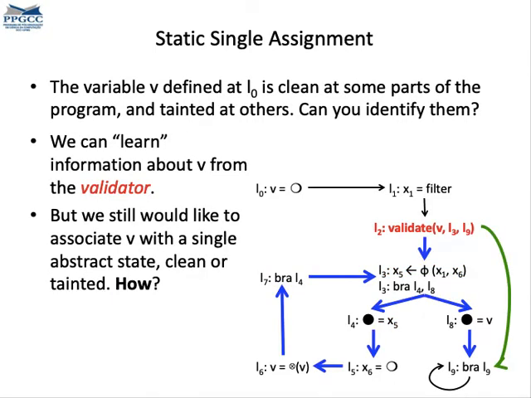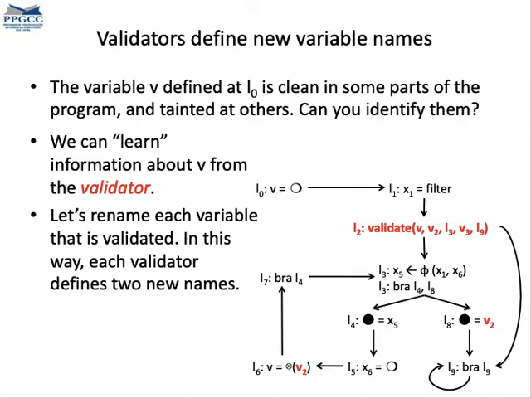We can also learn new information at validators. For instance, at L2 we have a validator, and we know that v will be clean at L3, and it will be tainted at L9. So let's divide v's live range. We will have two new definitions of v. The first is called v2, and it will be valid from L3 onwards. The other will be called v3, and it will be valid from L9 onwards. Notice that v3 is never used, but we create it nevertheless, due to the validator.